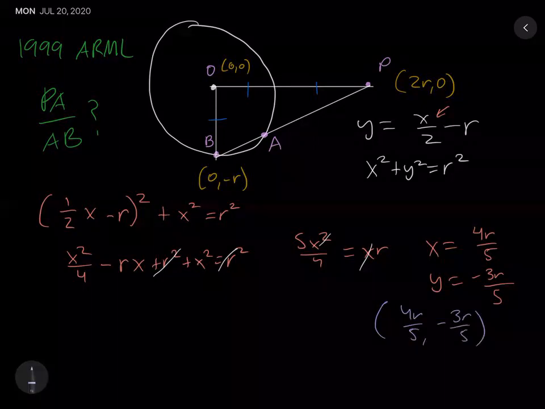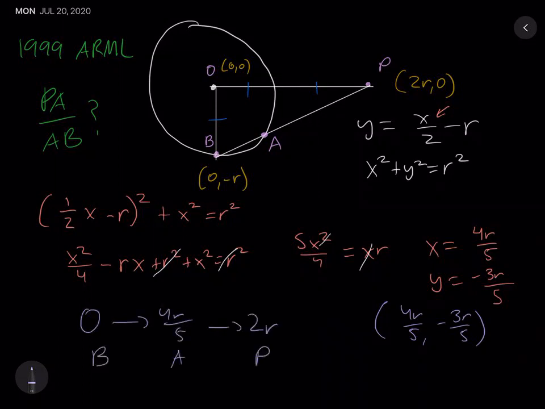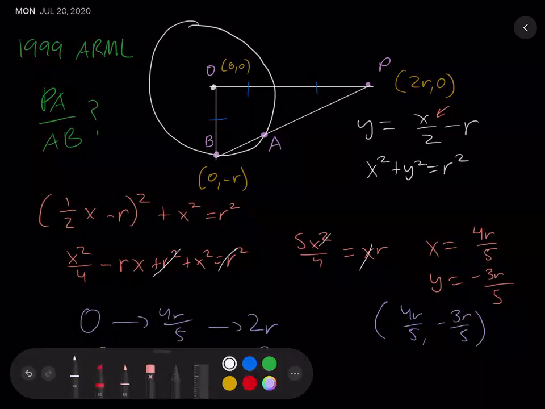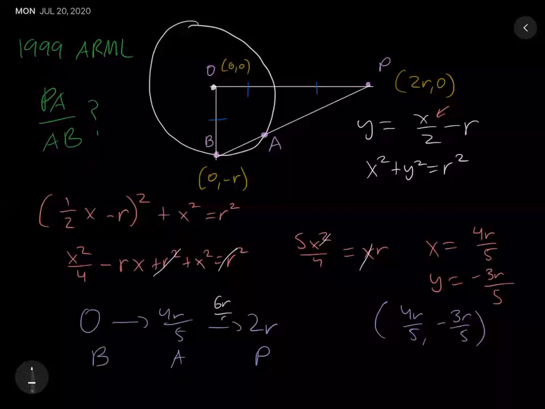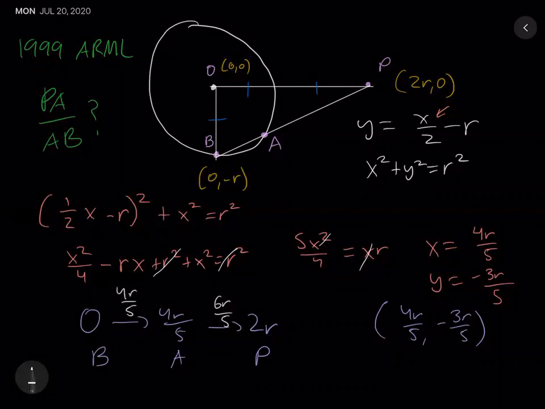And we want to find PA over AB. And this is pretty straightforward. We have 0 to 4r over 5 to 2r. And this corresponds to B, A, and P. PA is 2r minus 4r over 5, which is 6r over 5. And AB is 4r over 5 minus 0, which is 4r over 5. So the answer is 6r over 5 to 4r over 5, which is 3/2. Or 3 to 2 if you're weird.